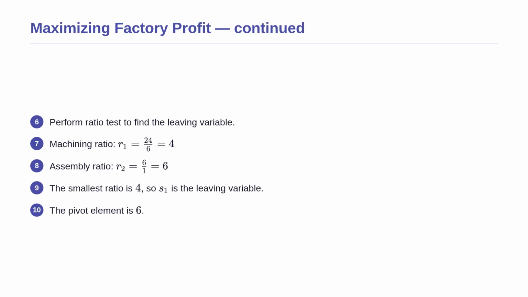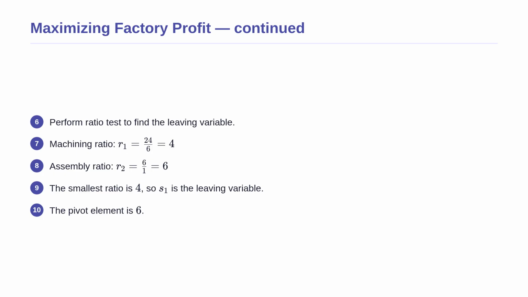Continuing our factory problem, we need to know which resource runs out first. We do this by performing a ratio test. For the machining department, we divide the 24 available hours by the 6 hours required per unit, giving a ratio of 4. For the assembly department, we divide 6 available hours by 1 hour required, giving a ratio of 6.